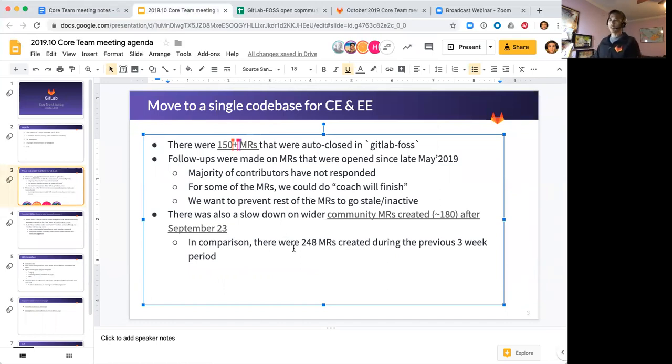And the other thing I wanted to see was whether there was a slowdown in contribution right after the move to a single code base. What I did notice, not last week but the week prior, the week of September 30th, is that the volume of contributions was down for some reason. I'm not 100% sure if that's due to the single code base move, or maybe there are other reasons for lower volumes of contribution.